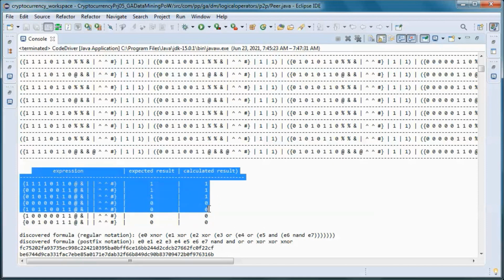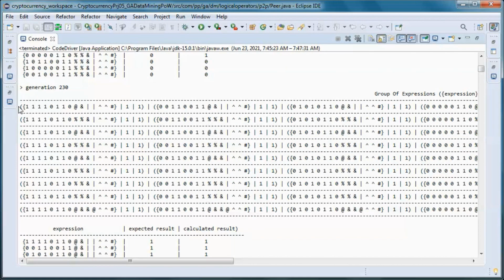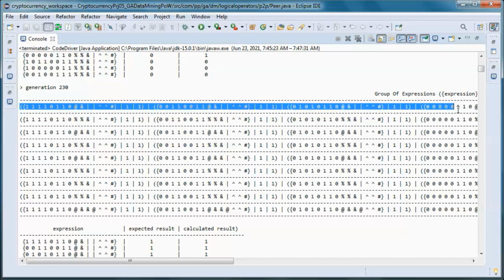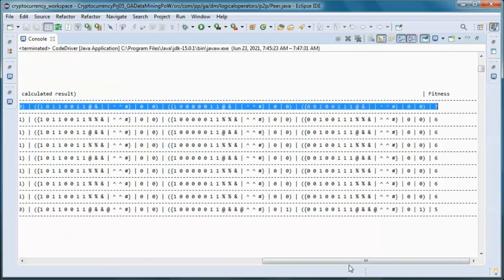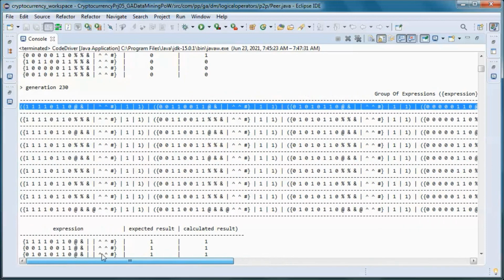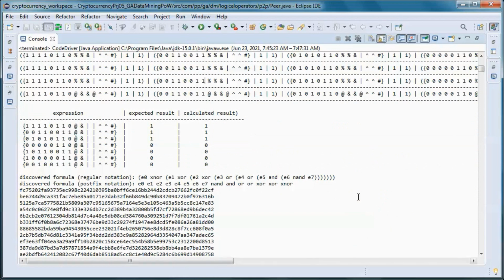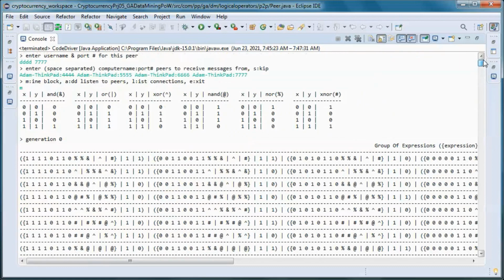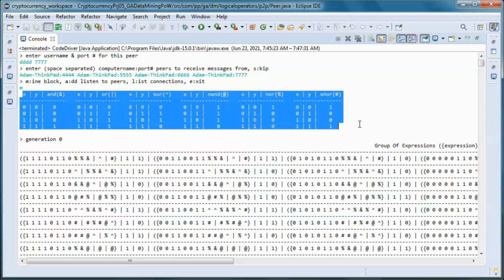So this is a table representation of this row, which has the highest fitness, since we are sorting by fitness. And this is the discovered formula in regular notation, and this is that formula in postfix notation. So we are using those 6 truth tables.